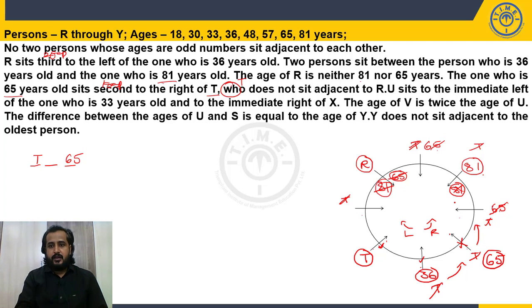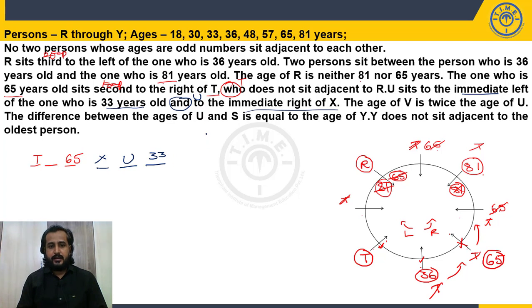Clear? Okay. Now what is the next information given? And please keep noting down. And please observe how we are approaching the clues. Okay. Now what is given? U sits to the immediate left of the one who is 33 years old, and again U is to the immediate right of X. Immediate left and immediate right. So as per the given information, U is immediate left of 33 and immediate right of X.